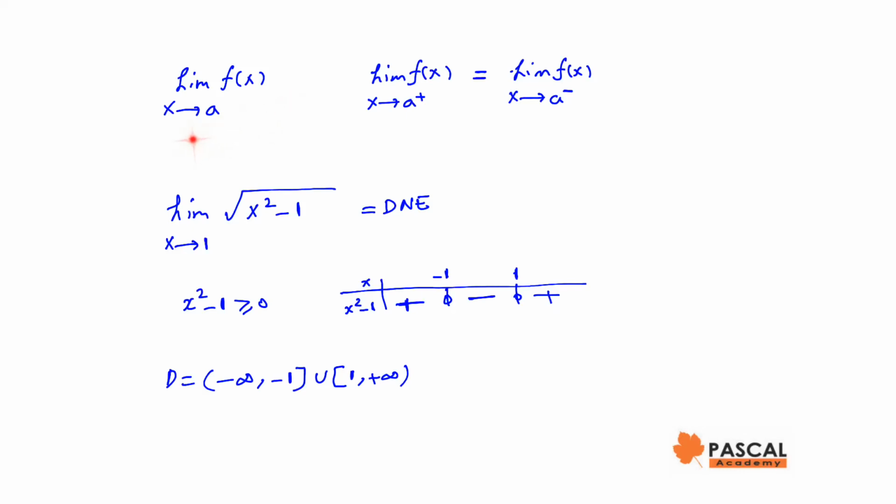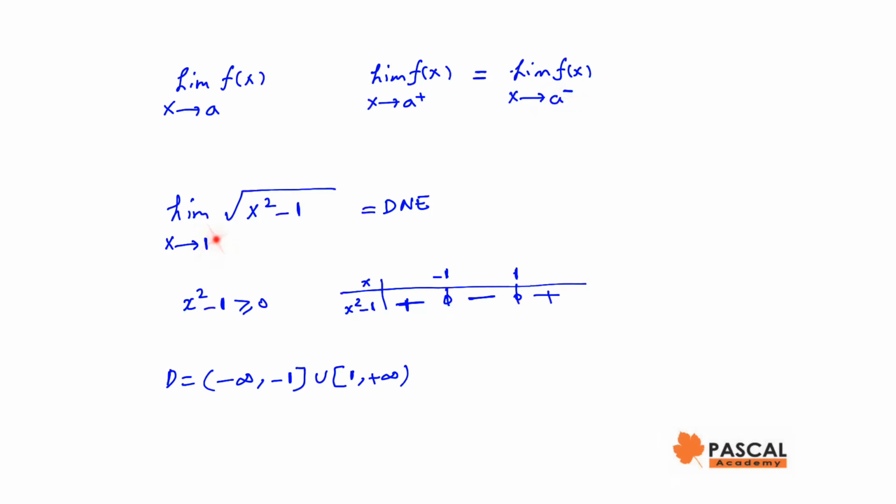In this video, we are going to review left side and right side limit of f of x as x approaches a. We know limit of f of x as x approaches a exists if and only if both right side and left side limit of f of x as x approaches a exist and they are equal.